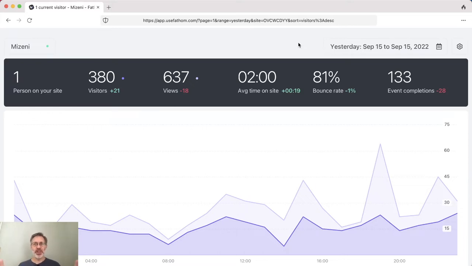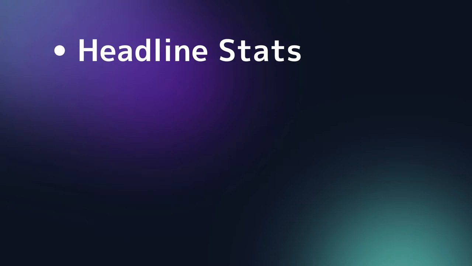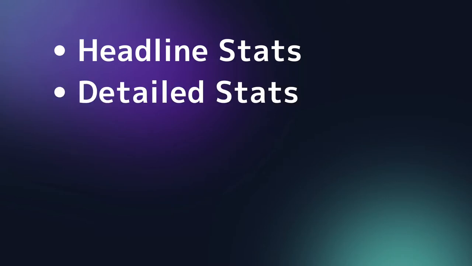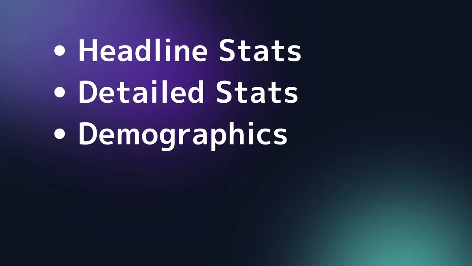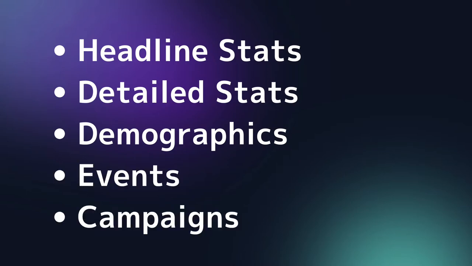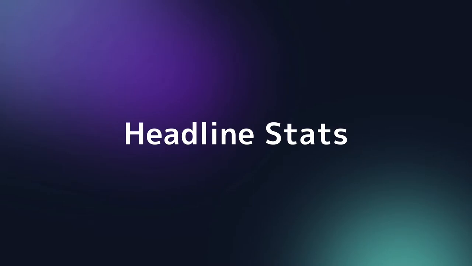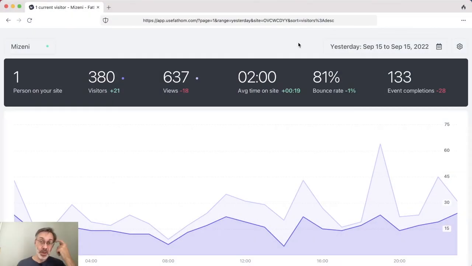Now, the dashboard is divided into five sections. We've got headline stats at the top, then there are detailed stats, then there are demographics, you've got events, and finally, campaigns. So let's look at those one by one. We'll start off with the headline stats here at the top.